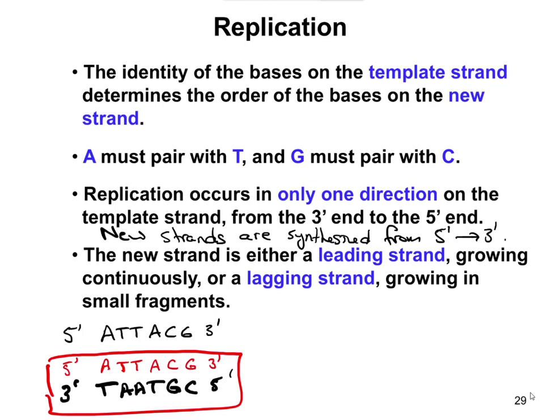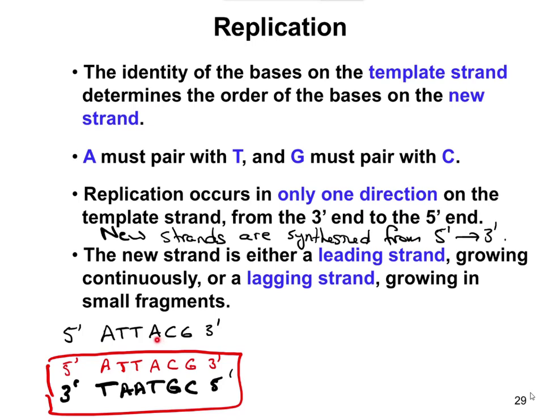Now, the tricky part is on the other one. And the reason the other one is trickier, and I'm going to draw this one in blue, is because of this idea that the new strands can only be synthesized in a 5' to 3' direction. So that means that as this thing unwinds, ideally we would like to say, okay, there's going to be an A there and we're going to put a T here. And there's going to be a T there and we're going to put an A right beneath it. The problem here is we would be building from a 3' to a 5' direction, and we can't do that.